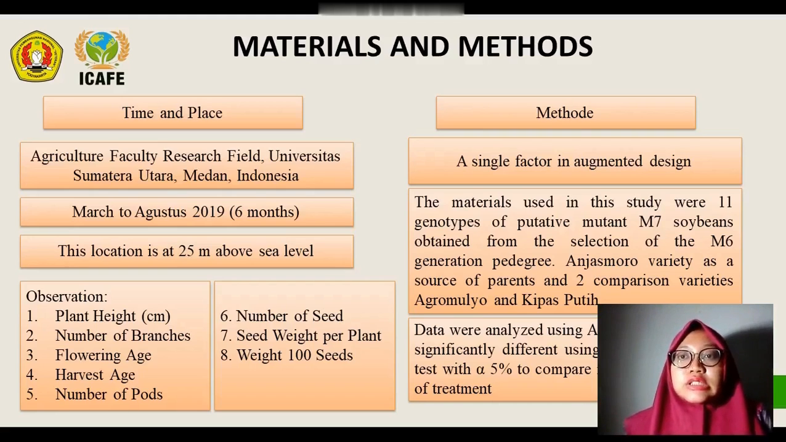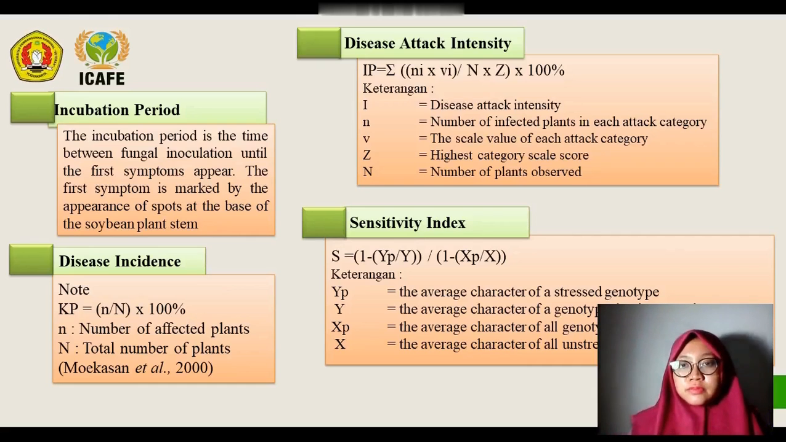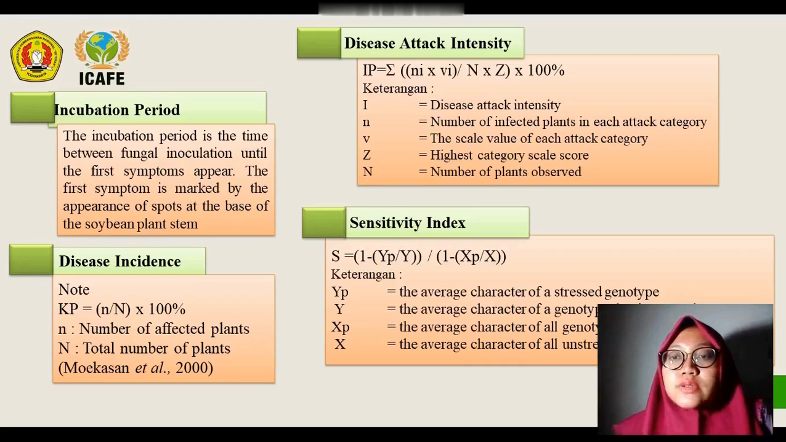Observation data consists of plant height, number of branches, flowering age, harvest age, number of pods, number of seeds, seed weight, and weight of 100 seeds. In addition, the observation data for the disease section consists of incubation period, disease incidence, disease attack intensity, and stress sensitivity index, whose parameter data comes from seed weight.